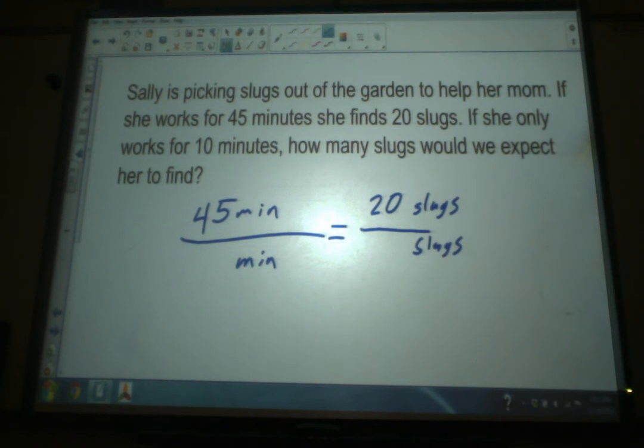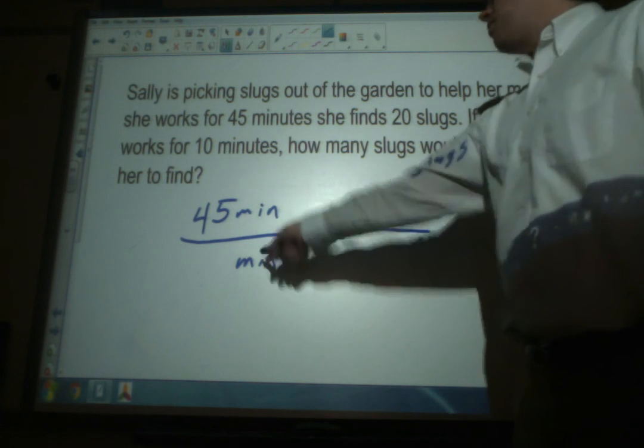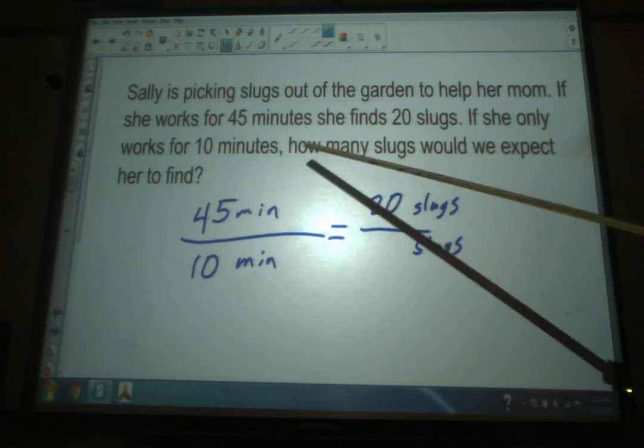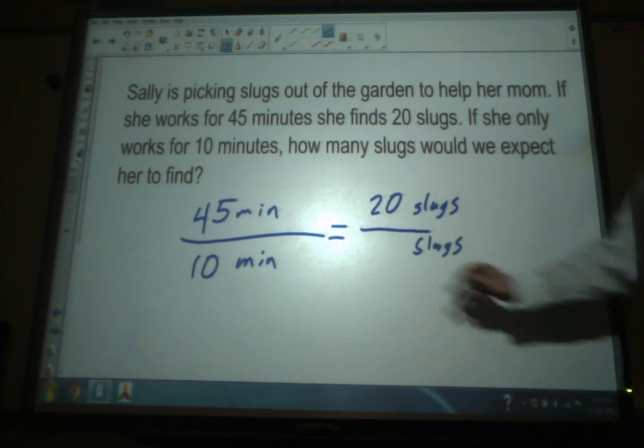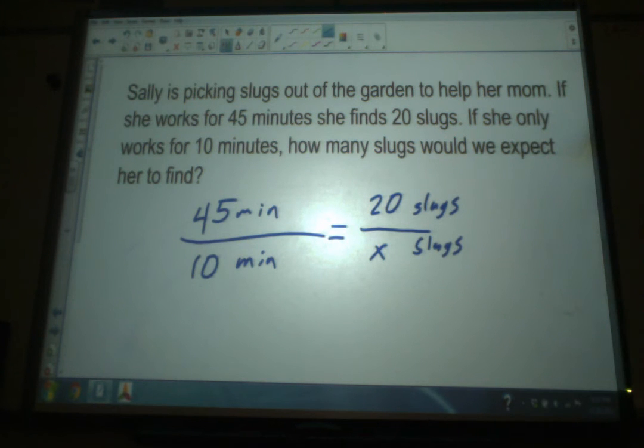Okay, if she only works for 10 minutes, pause, that's our other number. Minutes go with minutes, 10 minutes. So she only works for 10 minutes. How many slugs would we expect? How many? We don't know. That's our variable, x.